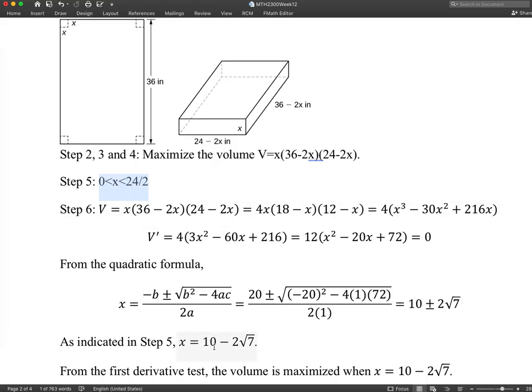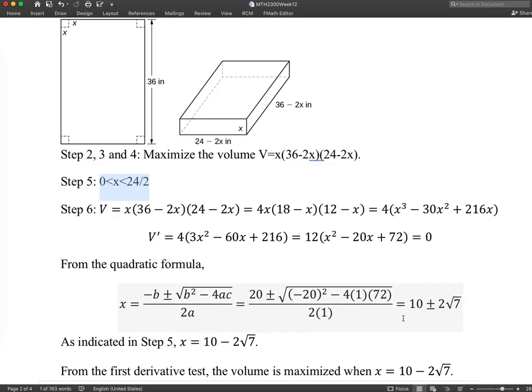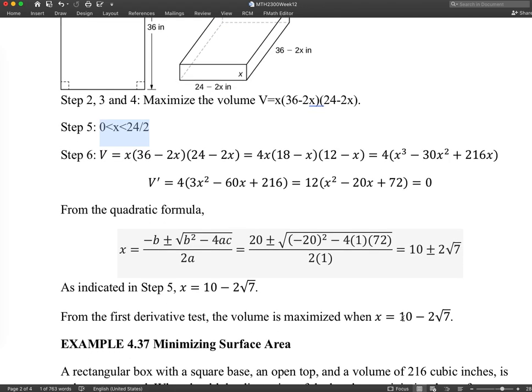So indeed, in the end, I'm saying the only answer, the only arrangement we can make here is to make the length of the square 10 minus 2 times square root of 7, not a plus. Not a plus, okay. So when you cut a square of this size, for sure the volume of the box will be maximized in this situation.